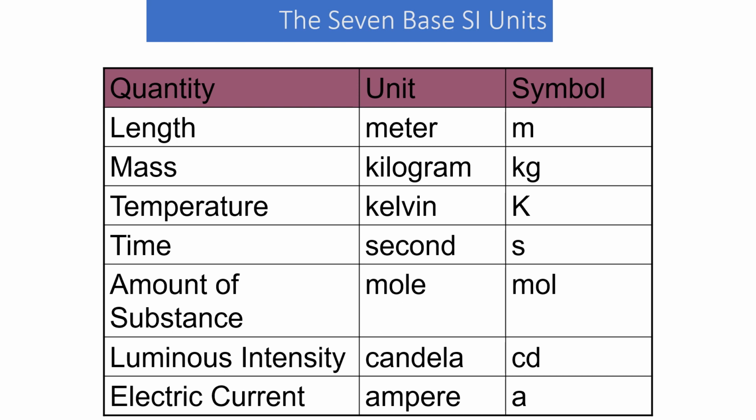The table shows the 7 base SI units of base fundamental quantities and their symbols. For example, length, the unit is meter, mass, the unit is kilogram, temperature, the unit is Kelvin, time, the unit is second, amount of substance, the unit is mole. For luminous intensity, the unit is candela. For electric current, the unit is ampere.